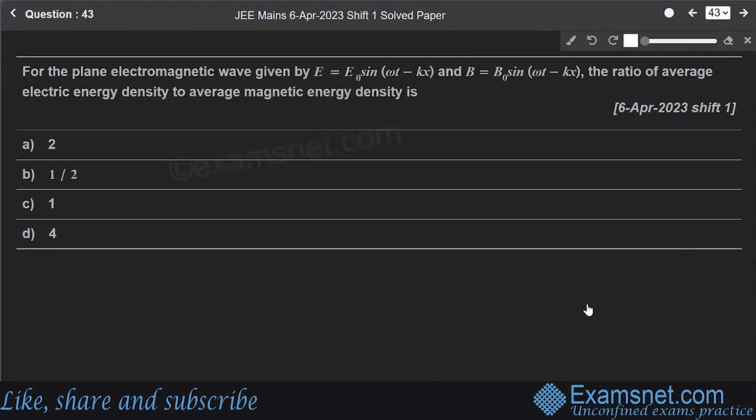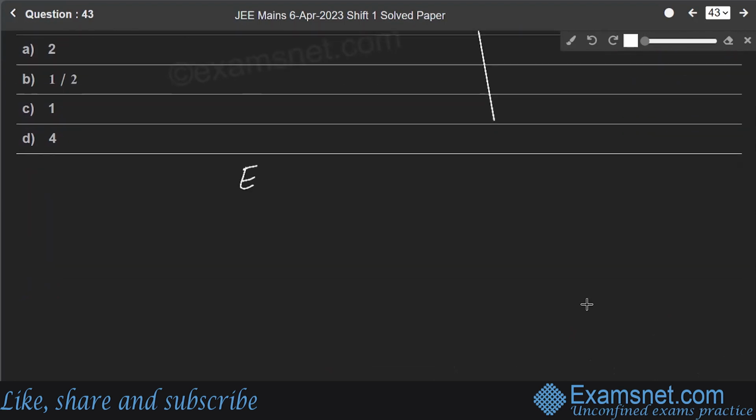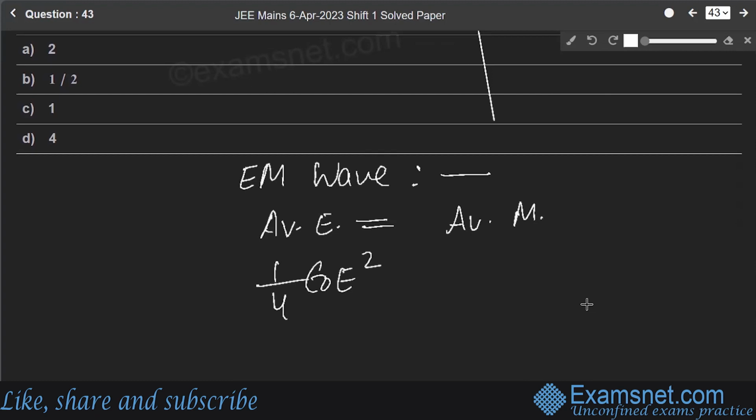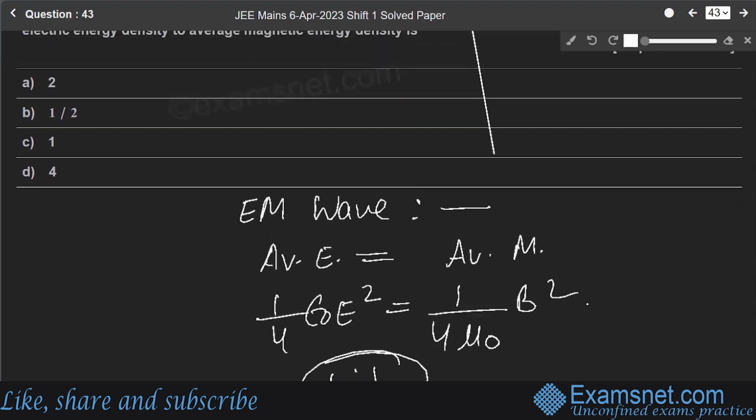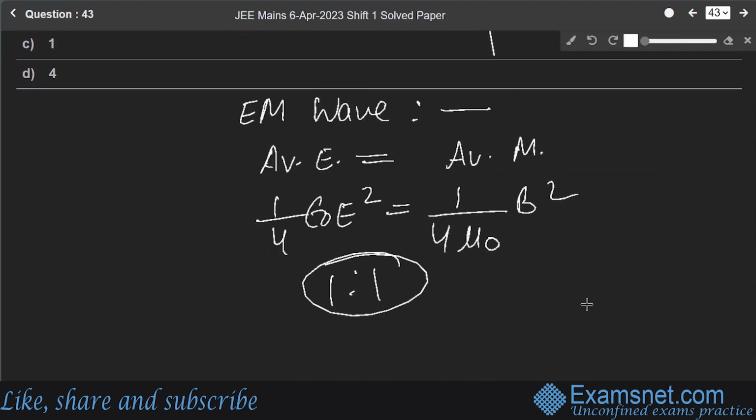Now the next question is question number 43. That is, for the plane electromagnetic wave given by E equals E naught sine omega t minus kx and B equals B naught sine omega t minus kx, the ratio of average electric energy density to the average magnetic energy density. So as we know that for any electromagnetic wave, the average electric energy density is always equal to the average magnetic energy density, which will be 1 by 4 epsilon naught E square is always equal to 1 by 4 mu naught B square. So it will be 1:1. So the correct answer is option C, 1.